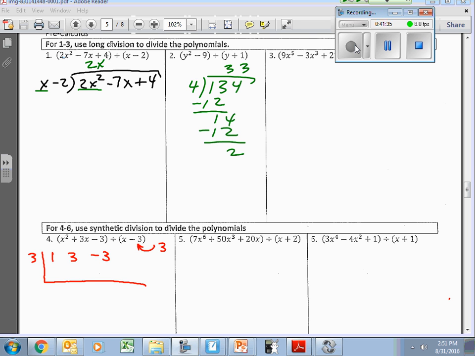So here's what happens next. You actually do multiply times both of the outside pieces. So here's what it looks like. 2x times x is a 2x squared. Anybody know what 2x times negative 2 is?